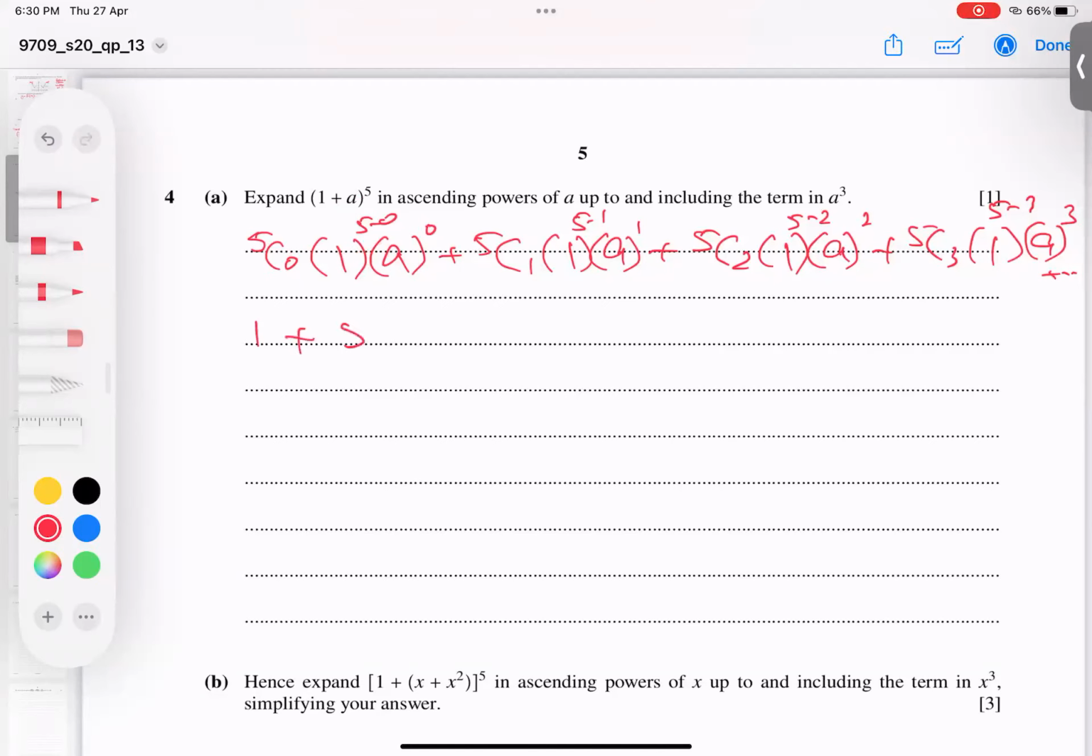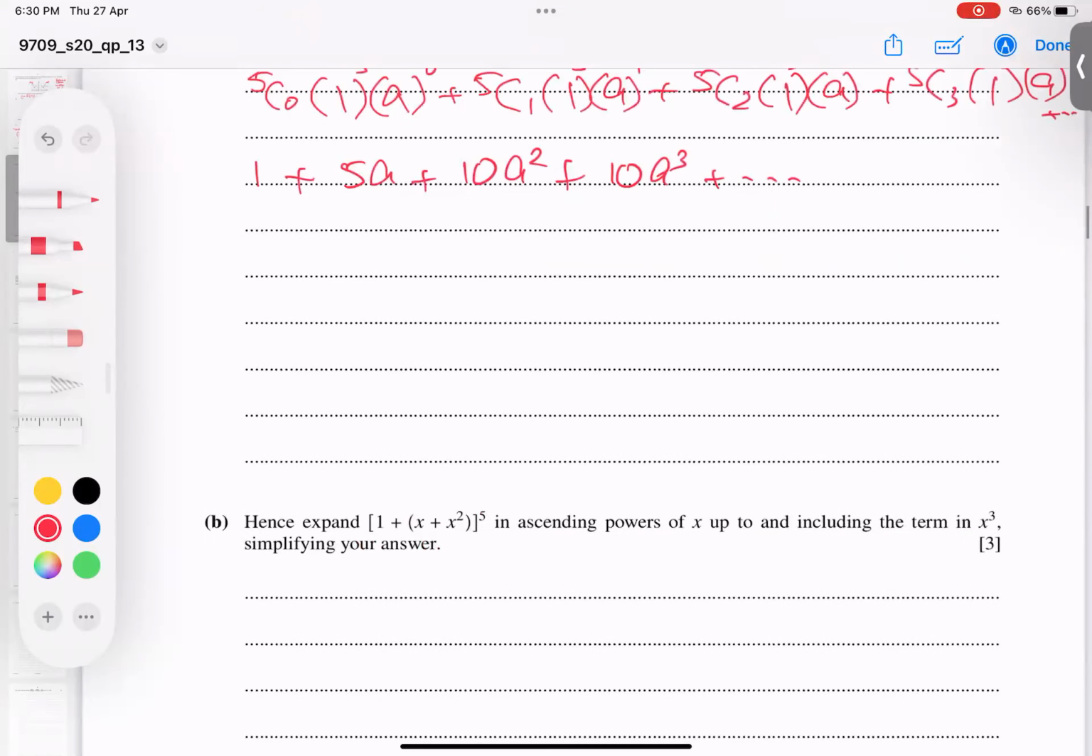5C1 is 5, and 1 to any power is 1, and A, so 5A. 5C2 is 10, 1 to any power is 1, and A squared. And 5C3 is also 10, and A cubed. So on, so forth.